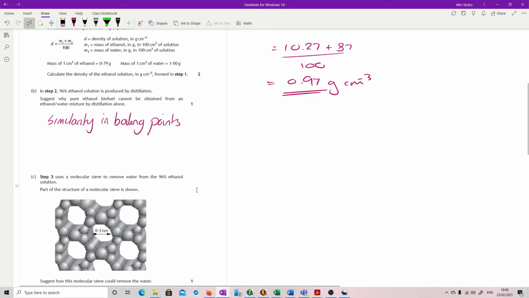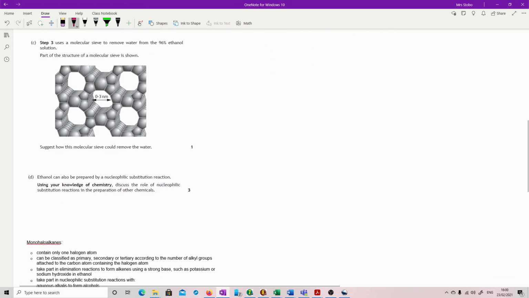Okay, step 3 uses a molecular sieve. Suggest how this molecular sieve could remove water. Right, so we've got a 0.3 nanometre hole in the sieve. So what we need is for the water to get through it, but the ethanol not to get through it. That's it. So then you just have to explain why that would work. Well, here's water and here's ethanol. Ethanol is much larger than water, so therefore the water will get through and the ethanol won't.